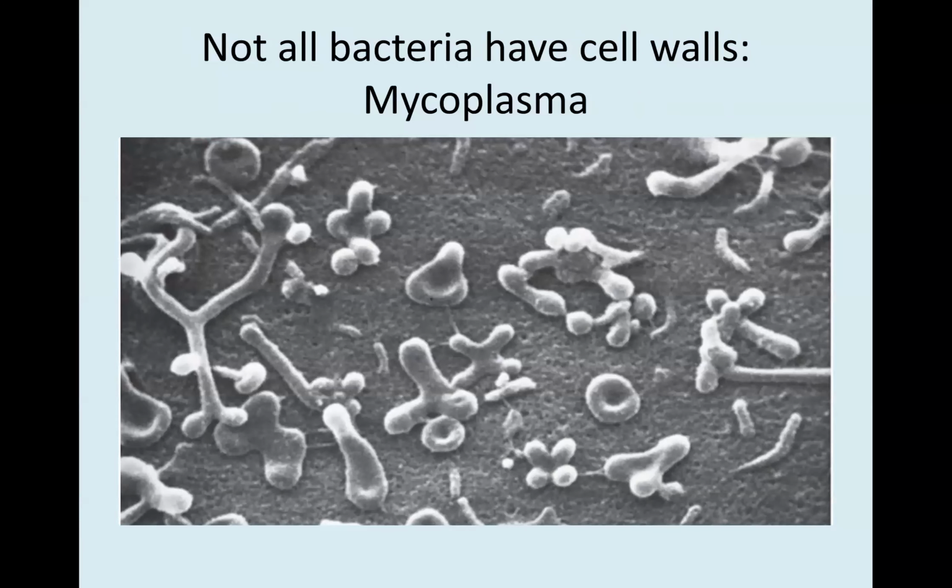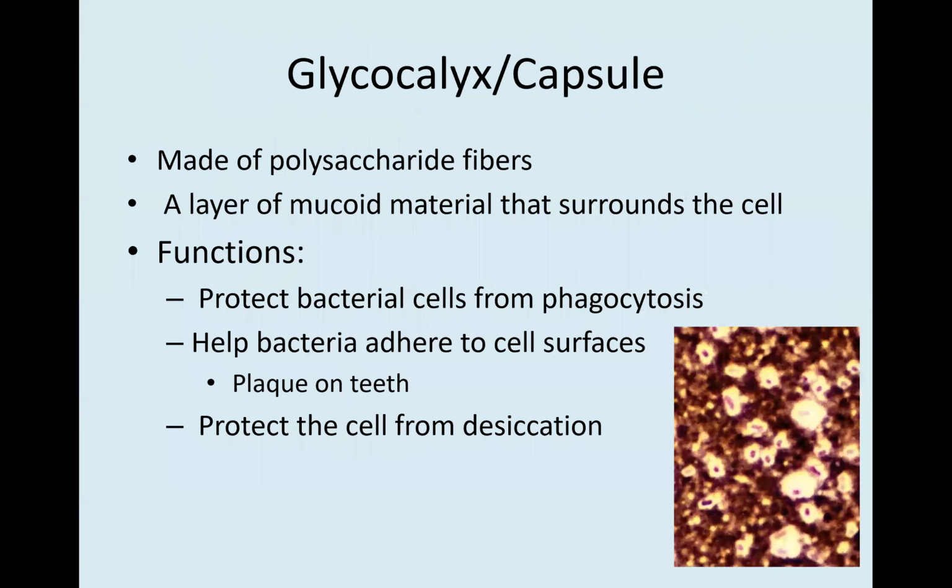Now, not all cells actually have cell walls. For instance, mycoplasma does not. You'll hear about Mycoplasma pneumoniae in particular. It doesn't have that same peptidoglycan cell wall, and therefore we wouldn't run a gram stain to identify this particular organism.